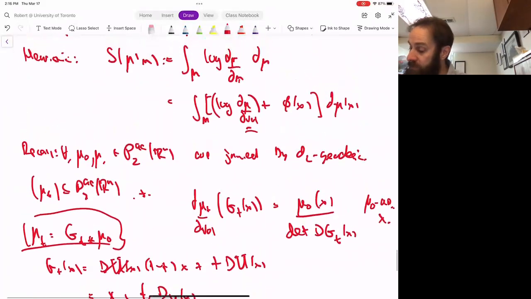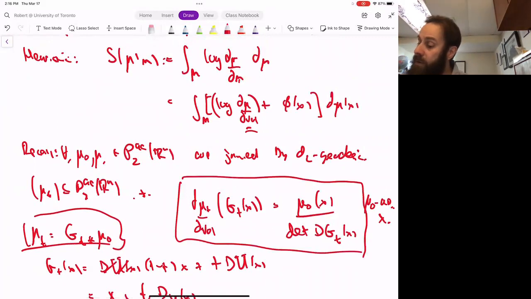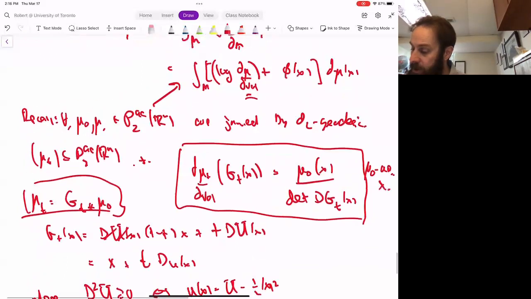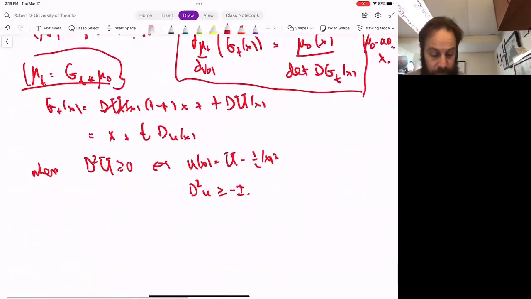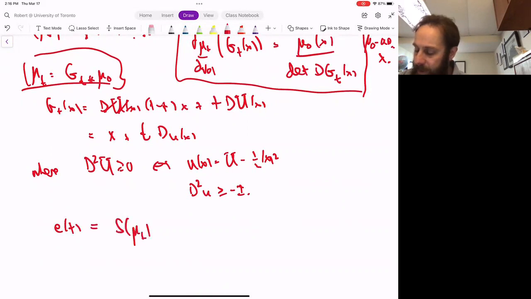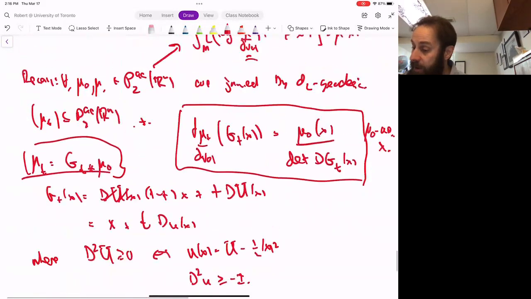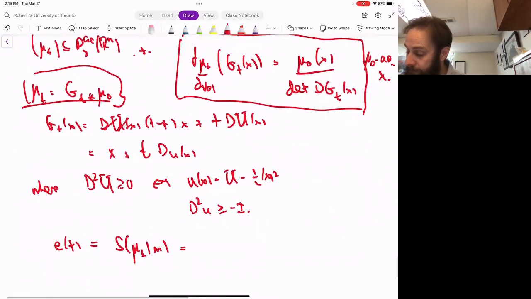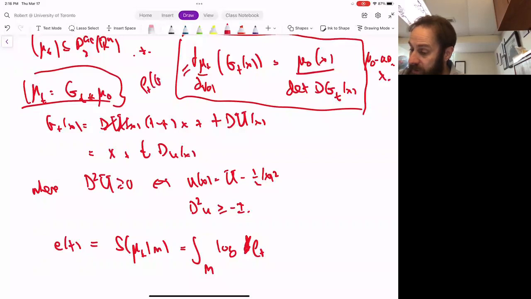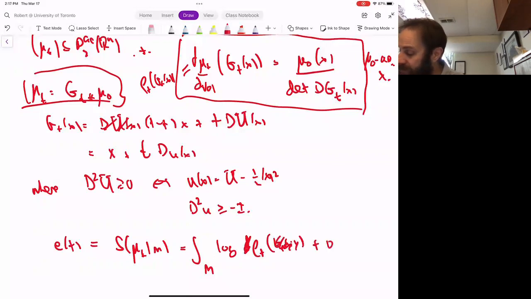So I want to use this kind of Monge-Ampère equation to evaluate s at mu t. So let me call, I called it little e in my notes. So little e in my notes is going to be s of mu t relative to m. And that, according to the above, is the integral of log of, let me call it rho t, so this is rho t at gt, log of rho t at y plus phi at y, integrated against mu t of y.